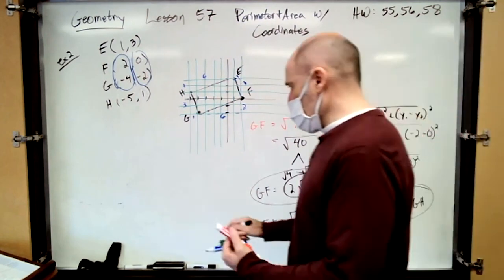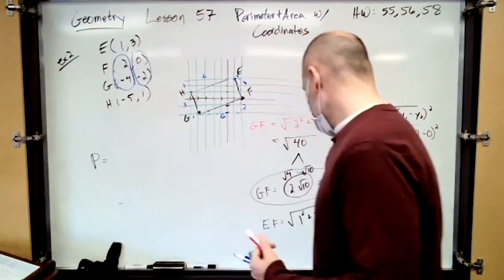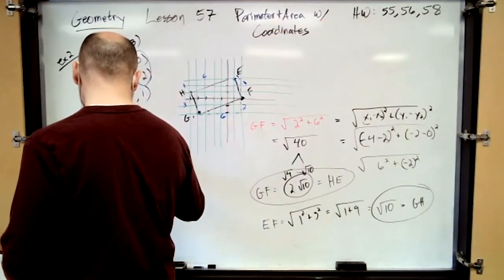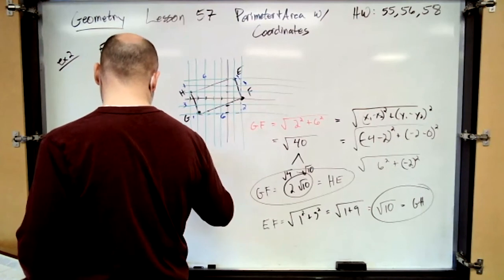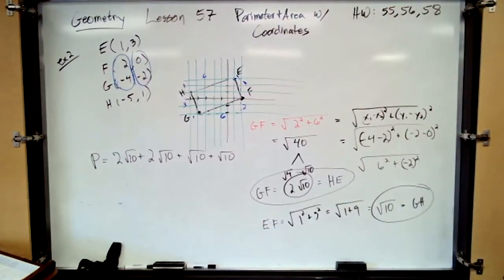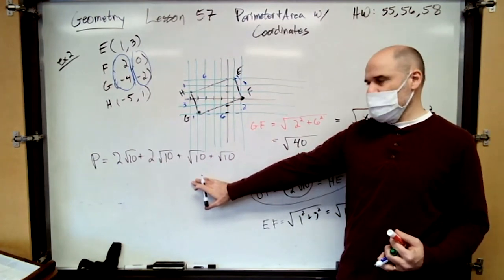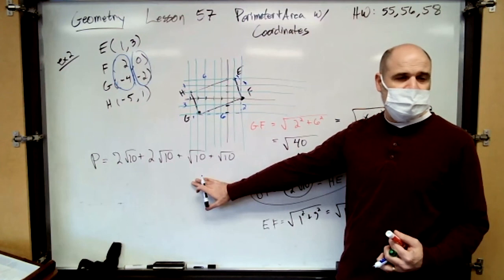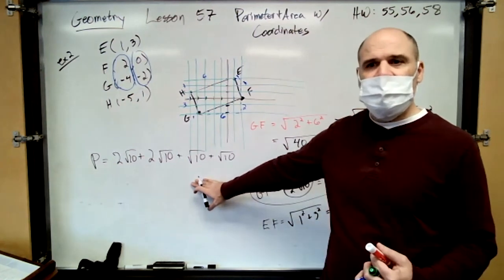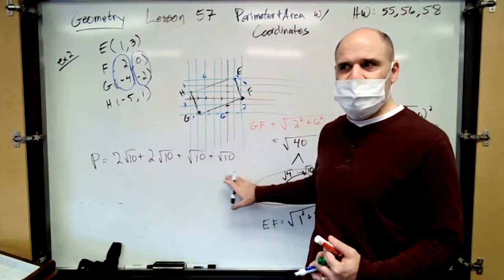So now let's find the perimeter. Perimeter is going to be easy because we can only add like radicals, right? You've got 2 radical 10 plus another 2 radical 10 plus just a radical 10 plus another radical 10. So how many radical 10s are there? 4 terms, but how many radical 10s? There's 2 of them plus 2 more, plus 2 more.